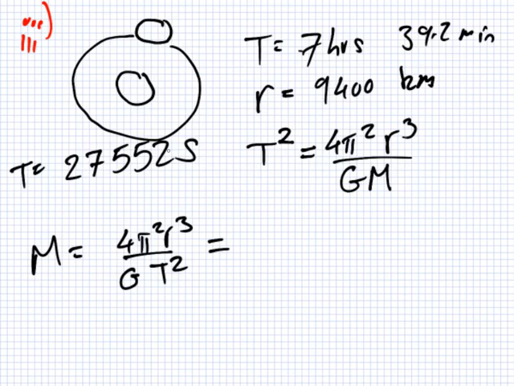4 pi squared and the radius cubed over 6.67 times 10 to the minus 11, and then the time squared. Syntax error. I got 6.48 times 10 to the 23 kilograms, which is correct.